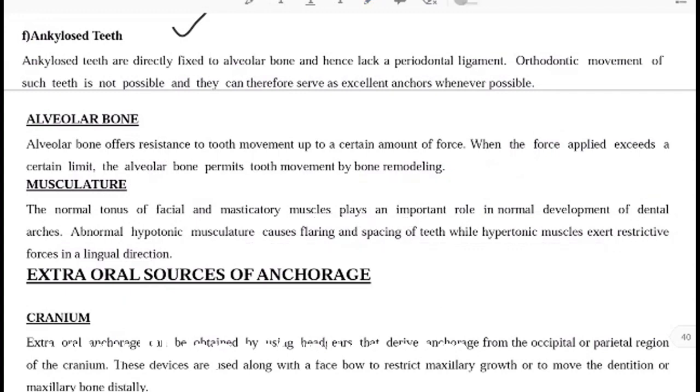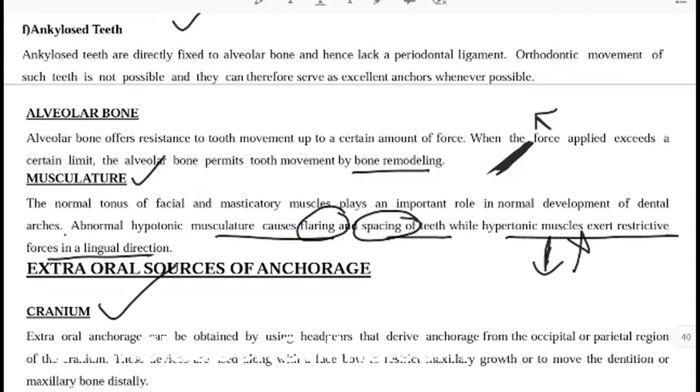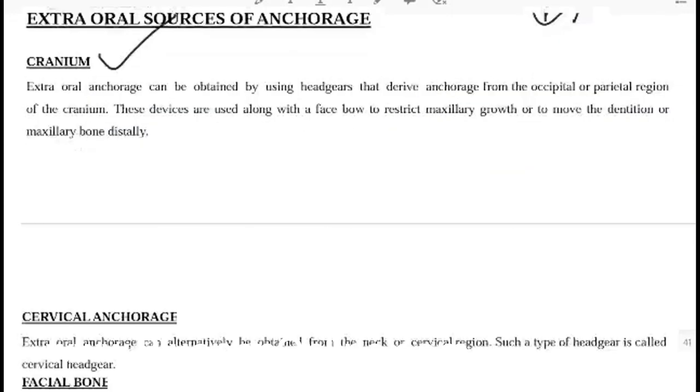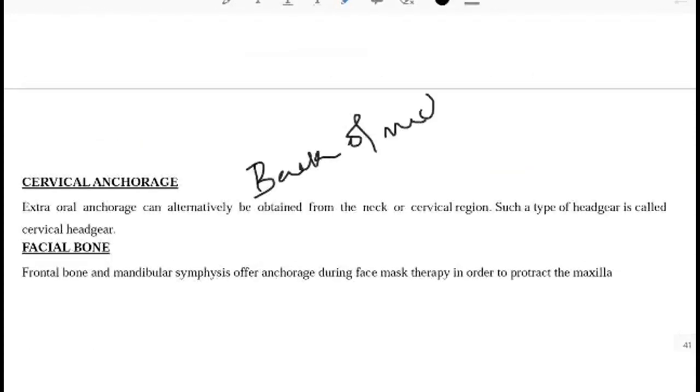Then you have cervical anchorage. Where do you take that from? The back of the neck. There is a kind of headgear known as cervical headgear that takes the cervical anchorage only. You will see that in orthopedic appliances.